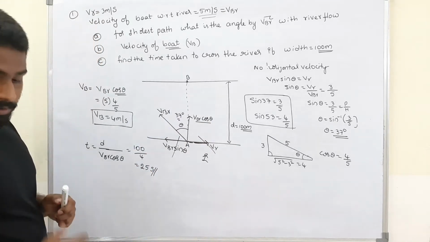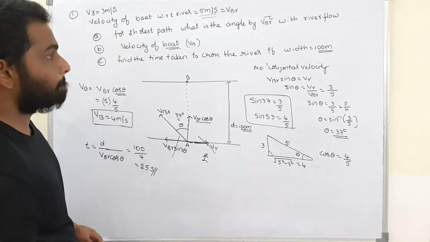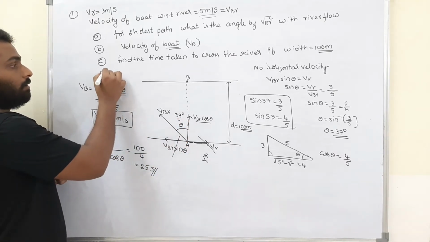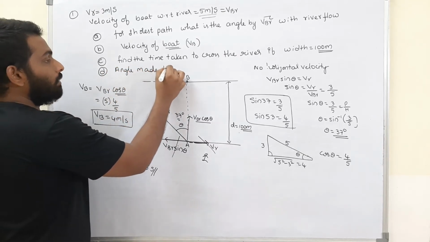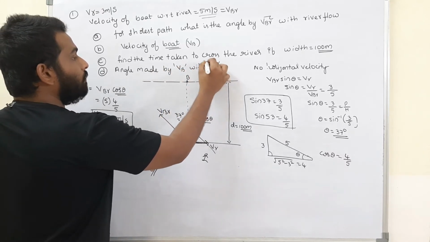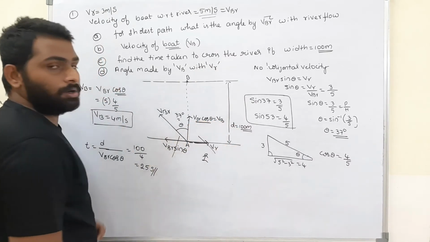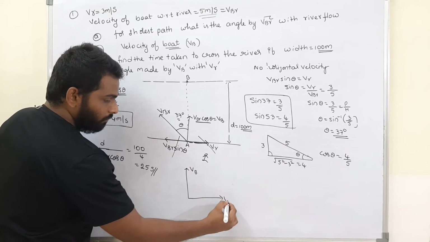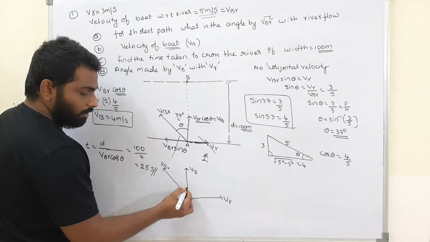Okay. Now we will see the next point. Now what is the angle made by the velocity of boat with the velocity of river? Now we got it. Vbr cos theta is the velocity of boat. Now see what is the angle made. This is the velocity of boat. This is the velocity of river. This is the velocity of boat with respect to river. This one we got as how much?